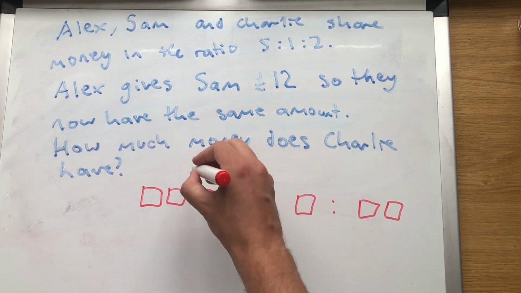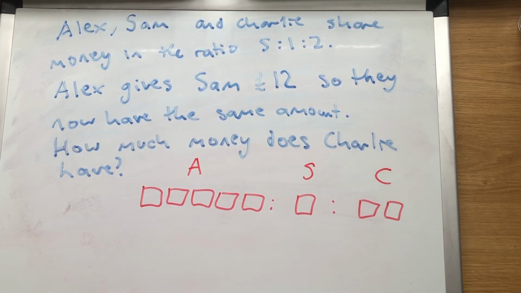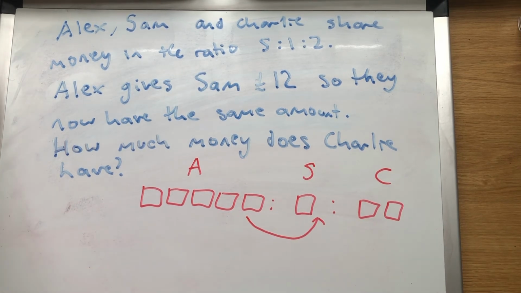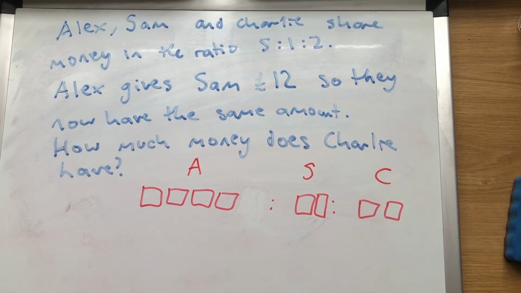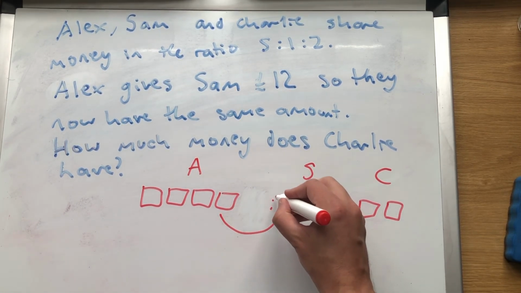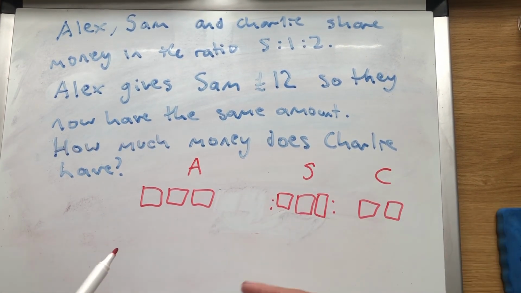If they had the same amount, I'm just going to write this in to make it slightly easier. Alex, Sam, Charlie, if they had the same amount, how many boxes would each person have? Well, at the moment, Alex has 5 and Sam has 1. Let's try giving 1 box. So Alex has 4 boxes, Sam has 2. That's still not equal. Let's try giving another box. Alex has 3 boxes, Sam has 3 boxes.